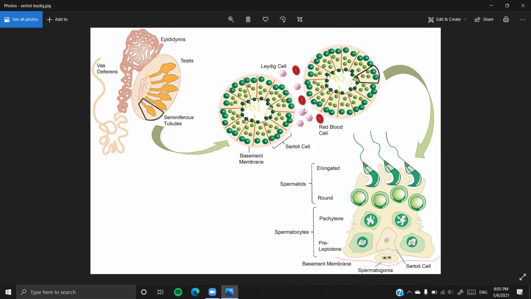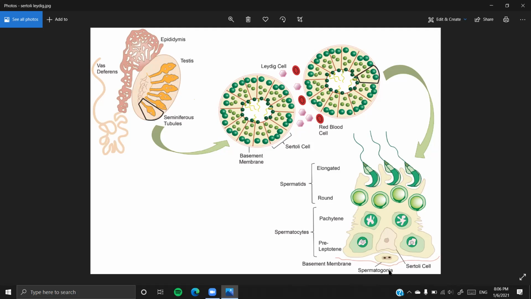In between, you have an interstitial space where you are having some specialized multi-faced polygonal cells, which are the Leydig cells or the interstitial cells. And we all know that the Sertoli cells are nursing, and the Leydig cells are secreting the testosterone like endocrine cells.